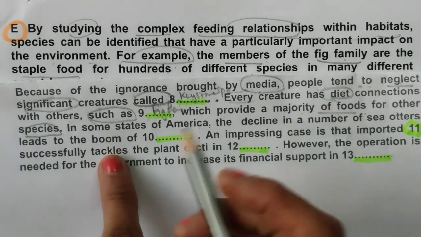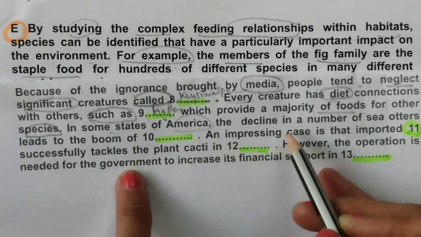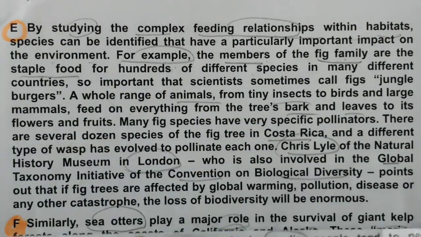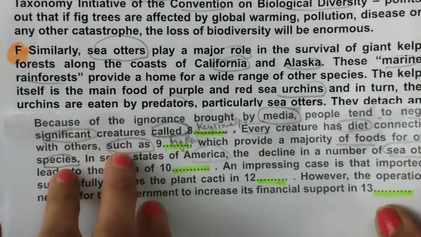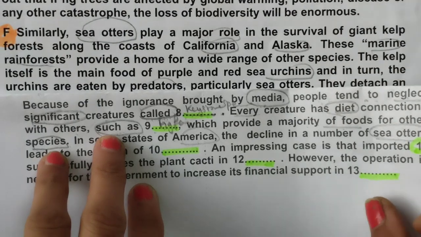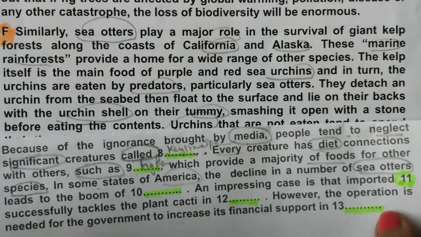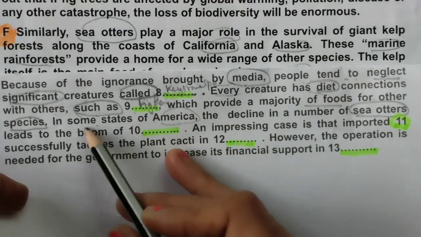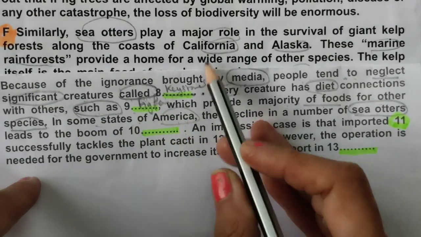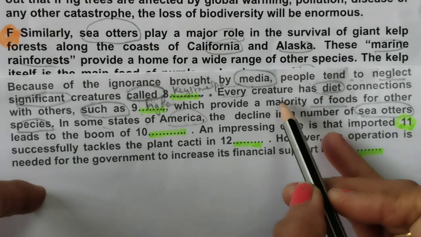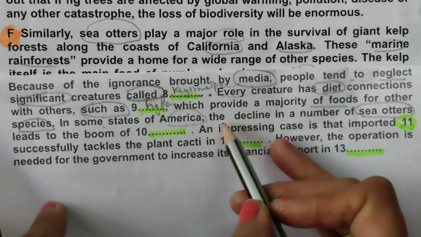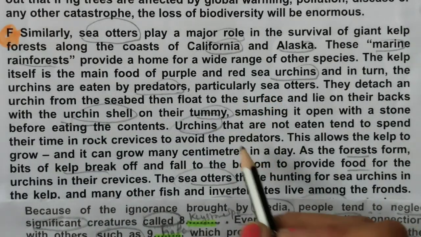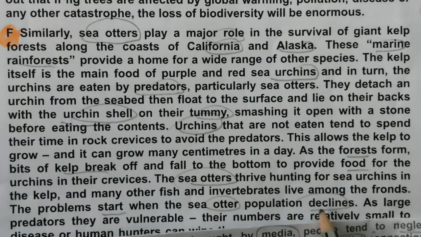Okay, 10th number: in some states of America, the decline in the number of sea otters. Let's find otters and America in the next paragraph. I think they have just taken the sentences from different paragraphs. Sea otters are here, in some states of America, California and Alaska, they are talking about the decline in the number of sea otters leading to a boom. The decline word is here.